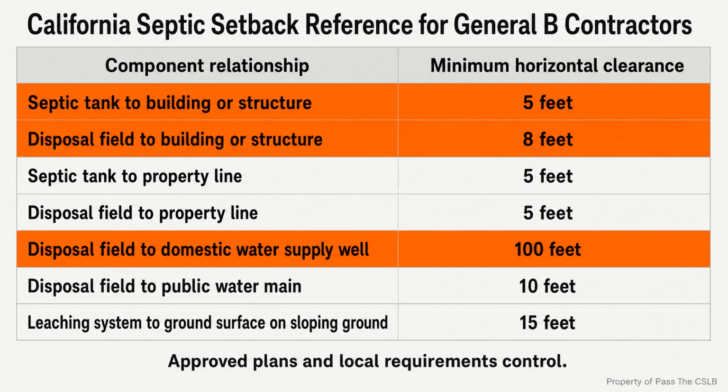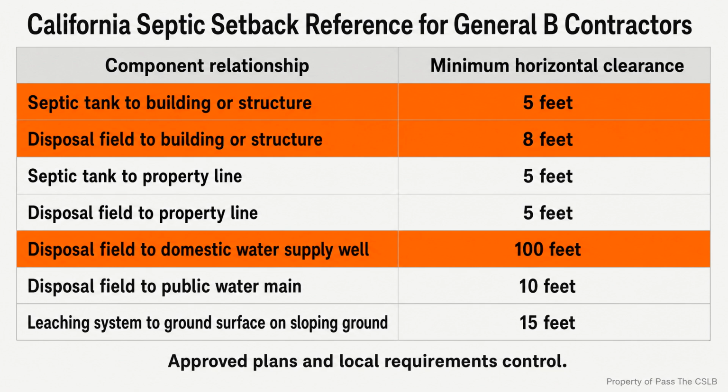It is a quick field screen. 5 feet for the tank to the structure. 8 feet for the field to the structure. 100 feet for the field to the domestic well. These distances can control the building footprint before excavation begins. A contractor who moves a house, adds a garage, changes a driveway, or reserves an area for future construction can accidentally consume the space needed for the disposal field or its required separation.